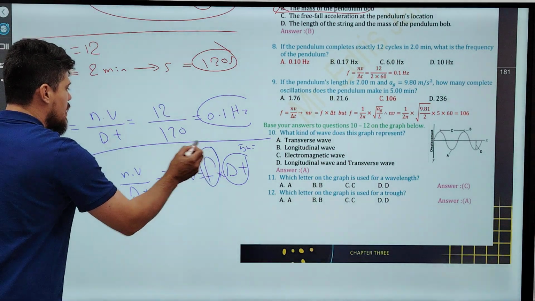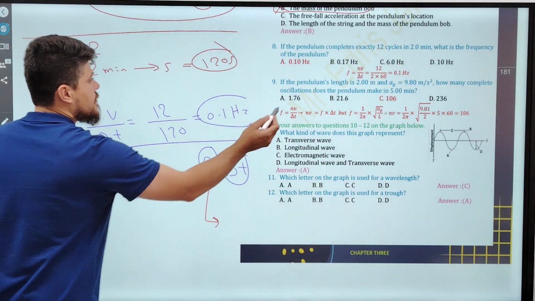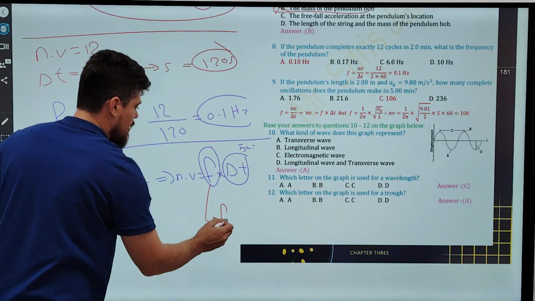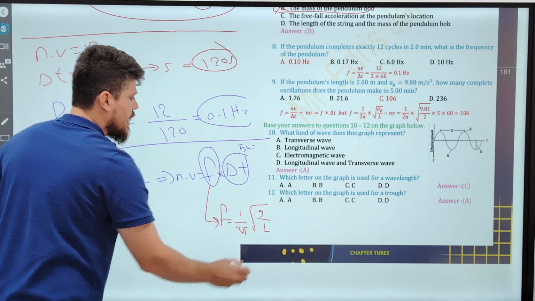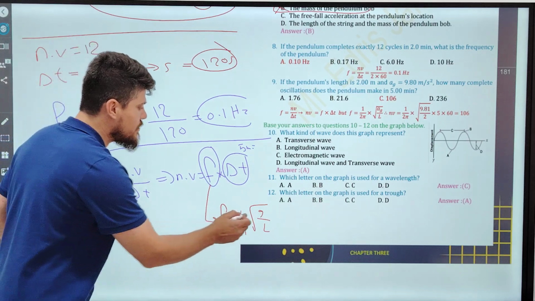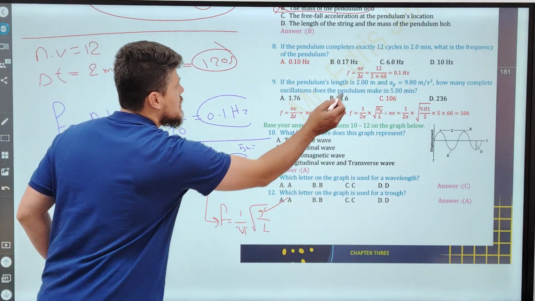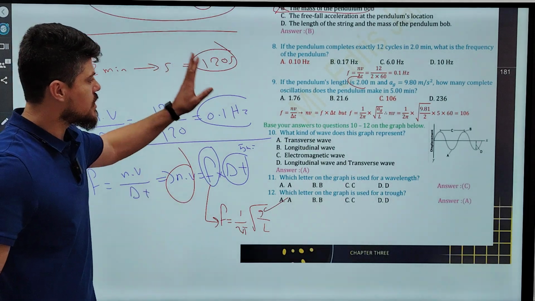Do we have frequency? No. How can you determine frequency? The frequency of the simple pendulum is equal to 1 over 2 pi square root of g over L. Do we have g? Yes. Do we have L? Yes. Replace and you can find the number of vibrations.